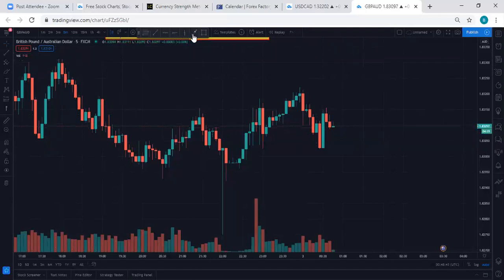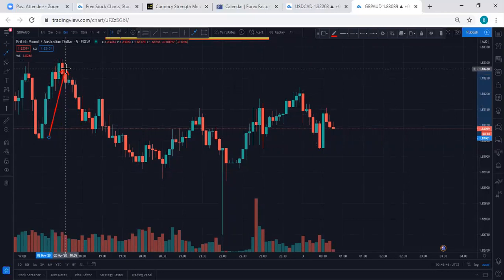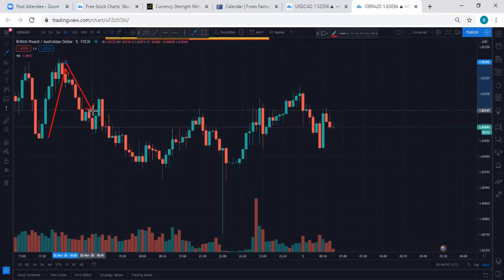The green candle represents upward movement of price. So you want to take note of that. You don't want to forget that. The green candles represent upward movement of price, whilst the red candle represents downward movement of price.